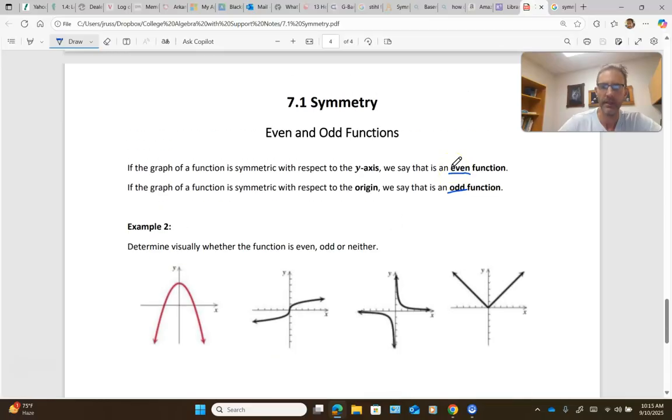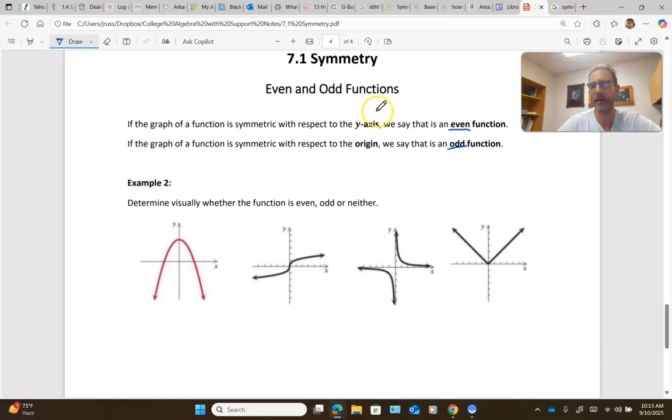Now there are mathematical definitions. We don't really get into that in this class, but there's a way that if you have the function, you don't have to look at its graph to determine the type of symmetry that it has. But anyway, all we're doing is just looking at the graphs. So we want to determine visually whether the function is even, odd, or neither.